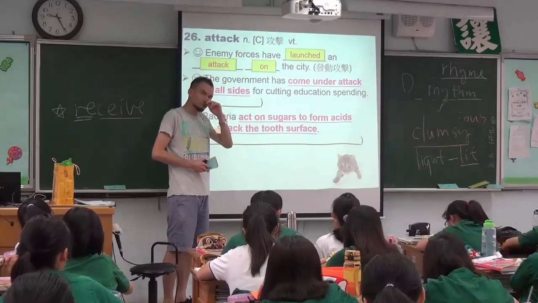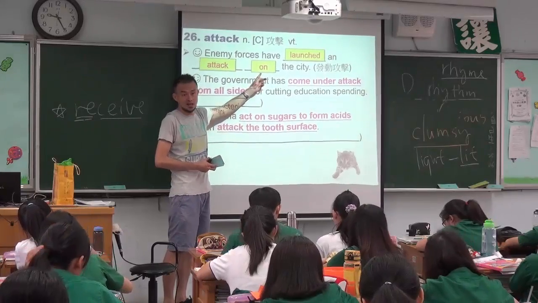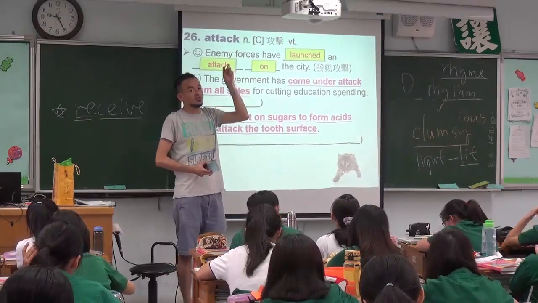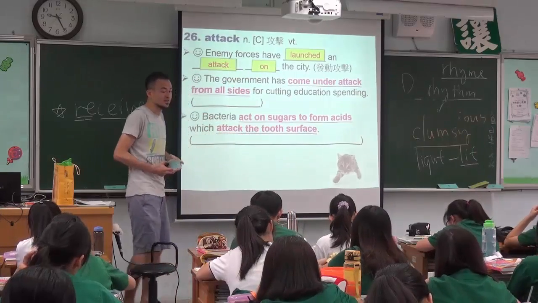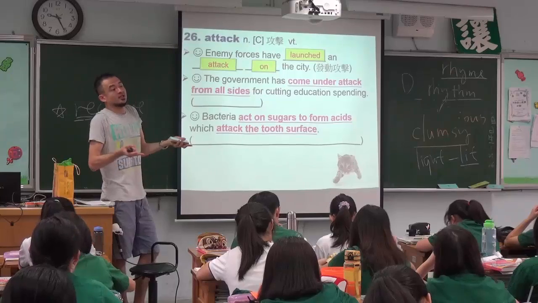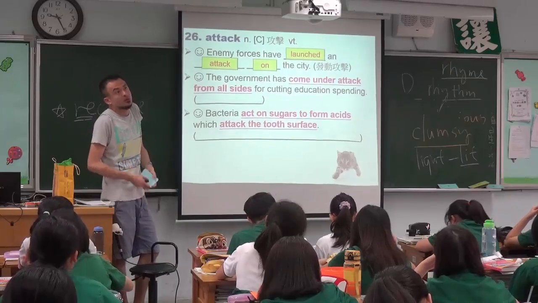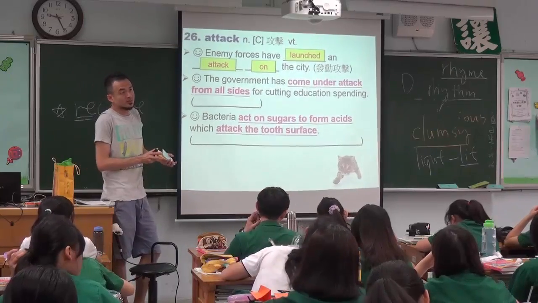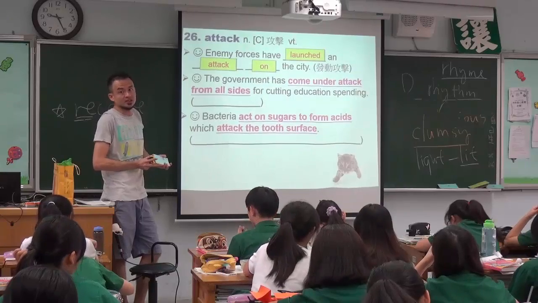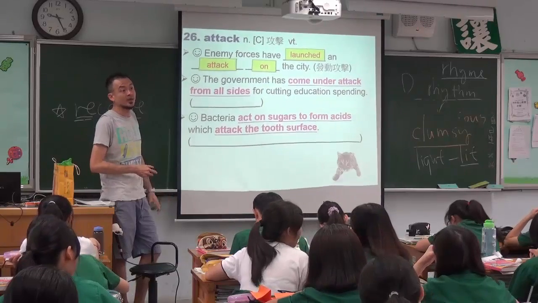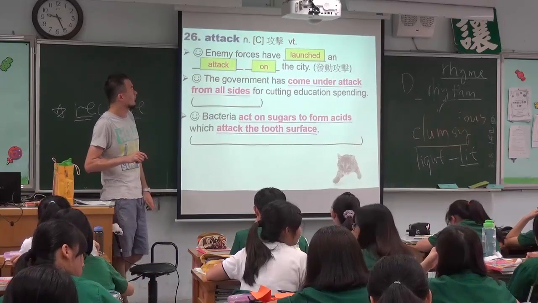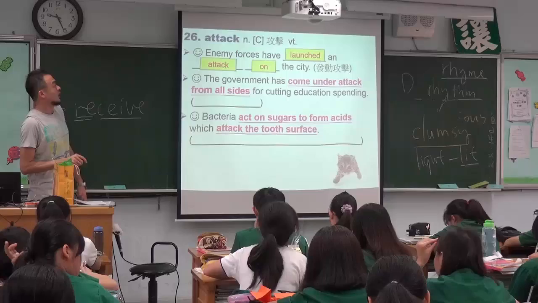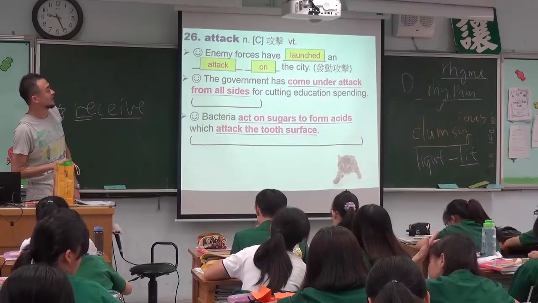Attack to is used less. The basic preposition is on, as if the attack comes down on the city, so attack on the city. It's okay. We can say, Russia launched an attack on Syria last week. Launch an attack on a city or on some area. It's okay. And the second example, could you please read it? The government has come under attack from all sides for cutting education spending.